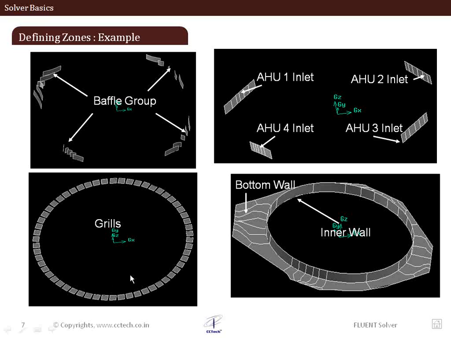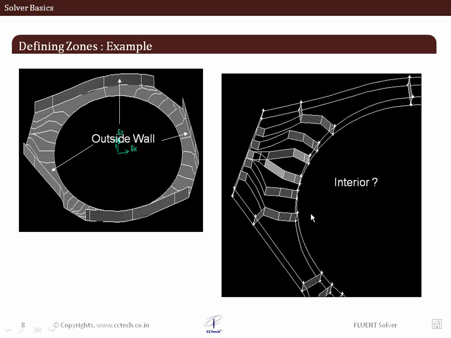And we have a collection of grill wall faces. They have also been classified as grills, and there are some faces like bottom wall, inner wall, and outside wall. There are some zones which we generated for mesh generation convenience, and they are termed as interior. Now it's a question whether we need to include interior zones or not.